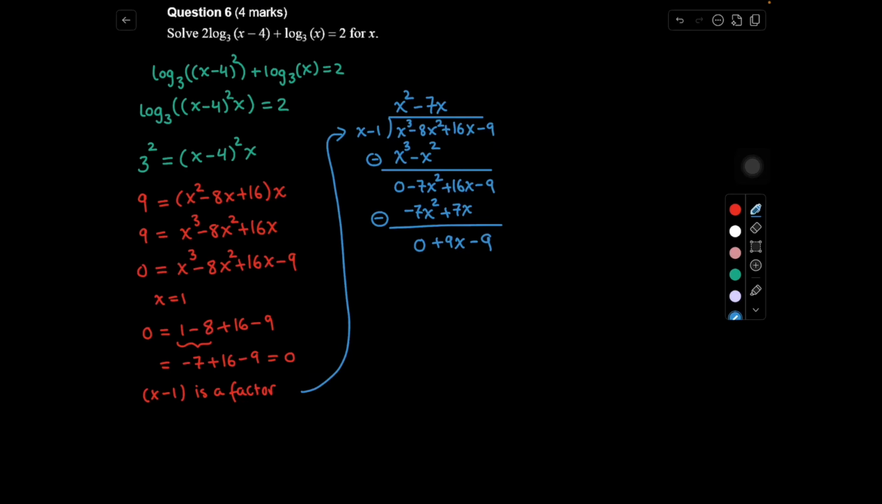Now that we've done that, we finally divide 9x by x, and that gives us plus 9. And then we multiply through. So 9 times x is 9x, and then 9 times negative 1 is negative 9. You minus these, 0 and 0, so we've found the quadratic factor. So our cubic can be written like this.